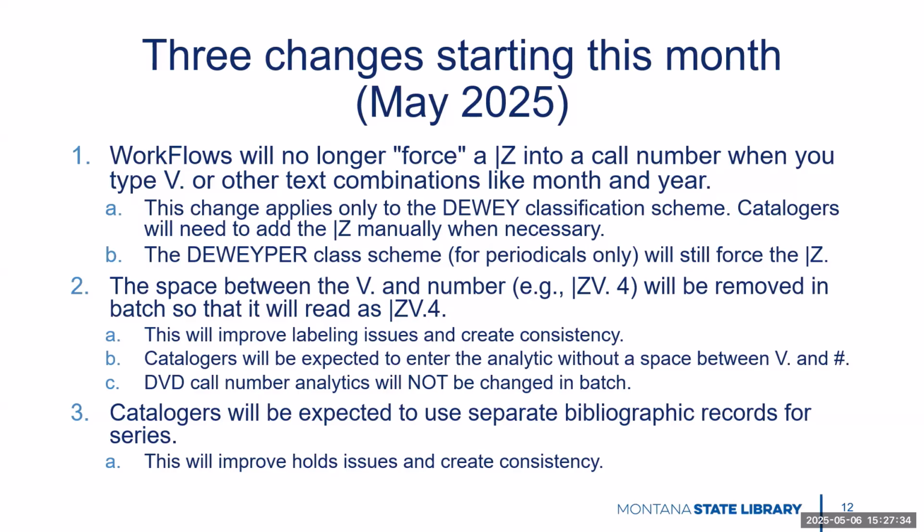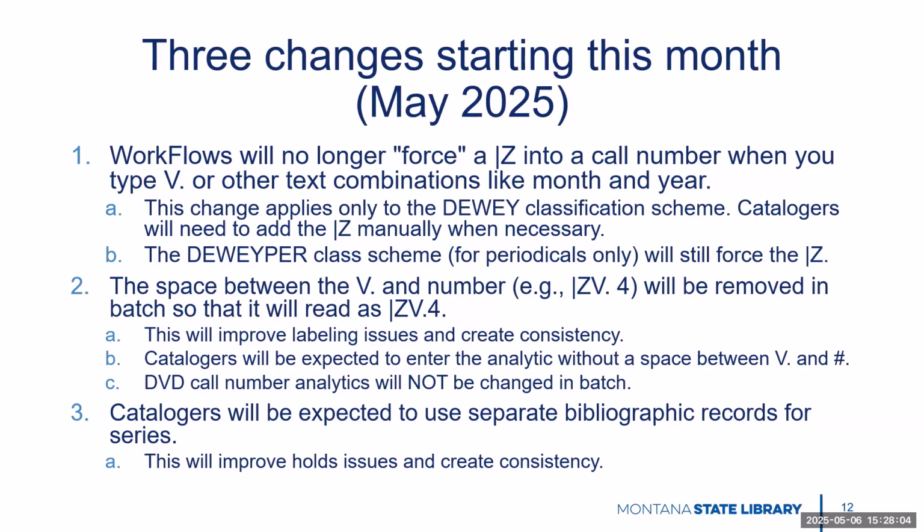The Dewey per class scheme, that's for periodicals only, will still force the bar Z. So if in the past you've used the Dewey class scheme and you have cataloged your periodicals that way, and you're used to having the bar Z forced, you'll just want to switch over to using the Dewey per class scheme. And we'll have screenshots of that in our article, so don't worry.